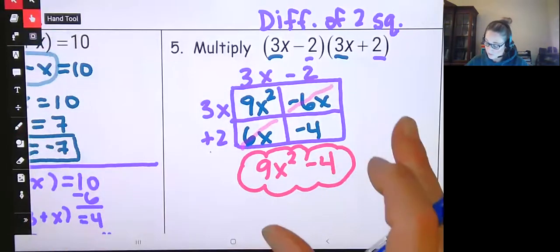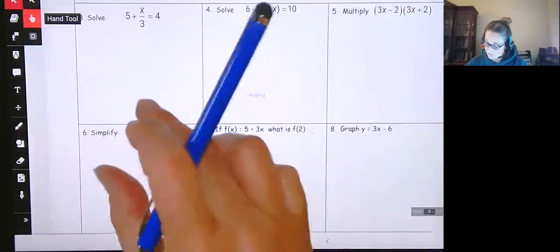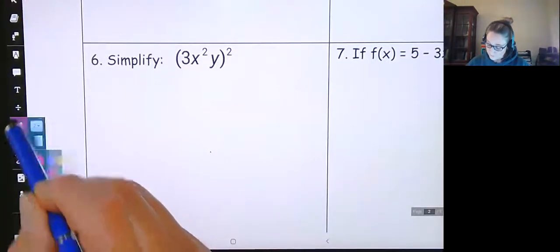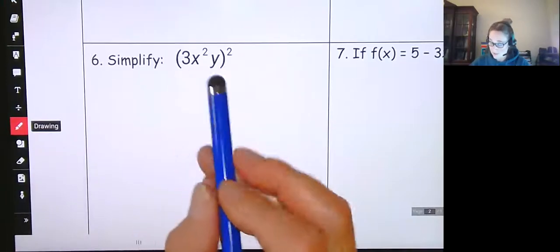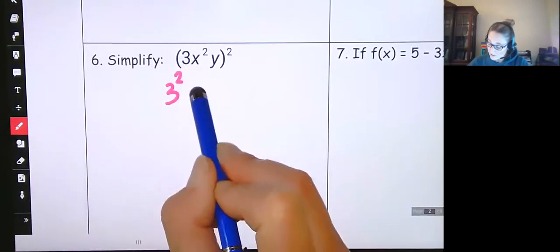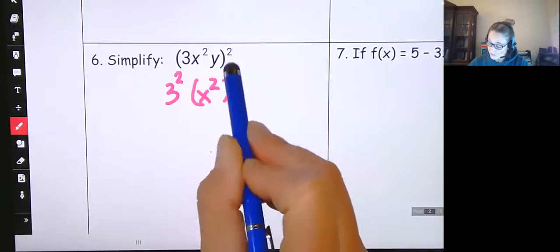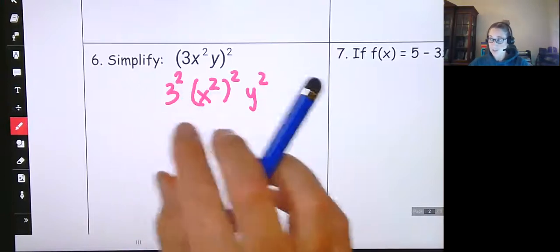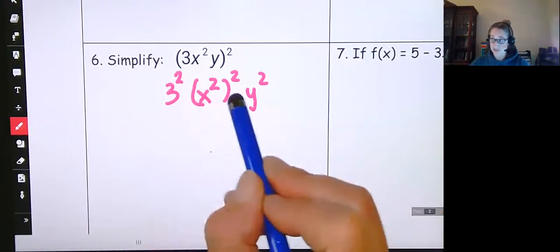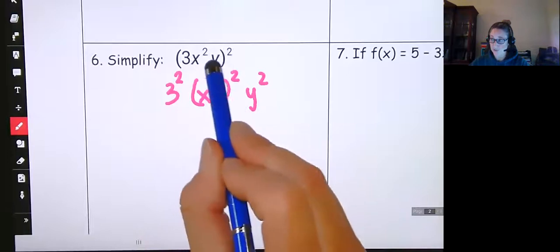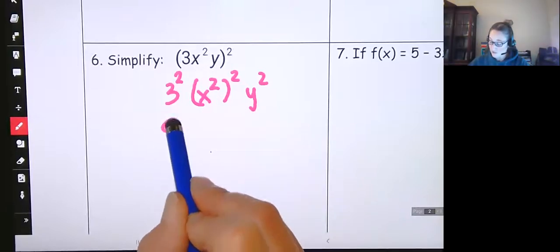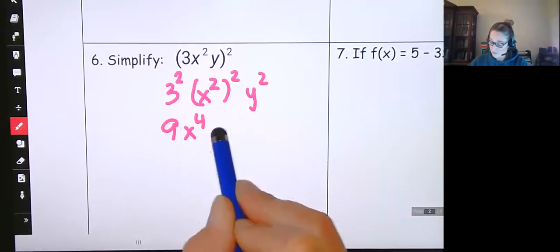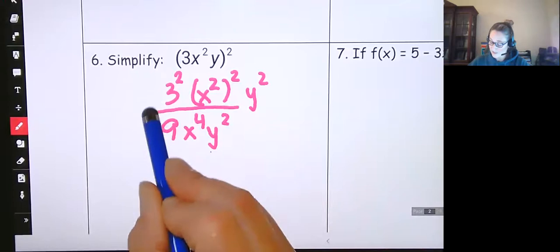On number 6, laws of exponents. So for this, I'm squaring everything in here. So my 3 is being squared, my x squared is being squared, and my y is being squared. Again, everything's being squared. You don't have to write it out like this. I just want to emphasize everything in this quantity, since this is a single term, is being raised to the second power. So I get a 9, power to power I multiply. So this is going to be x to the 4th, y to the 2nd, and that's your answer.